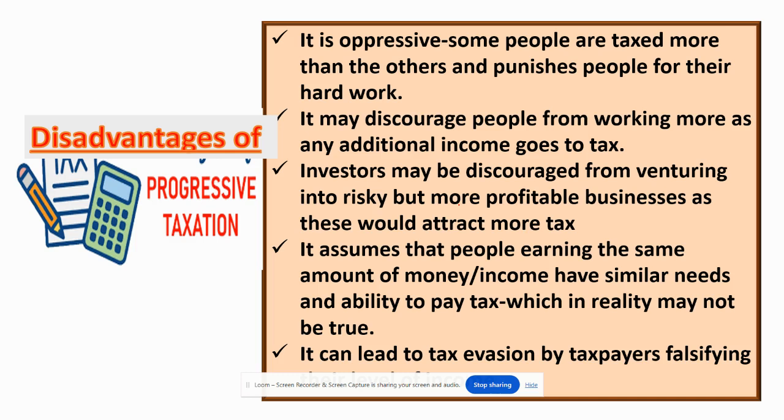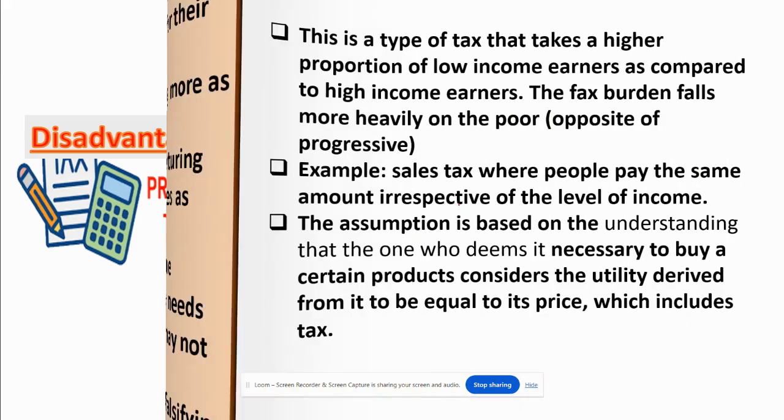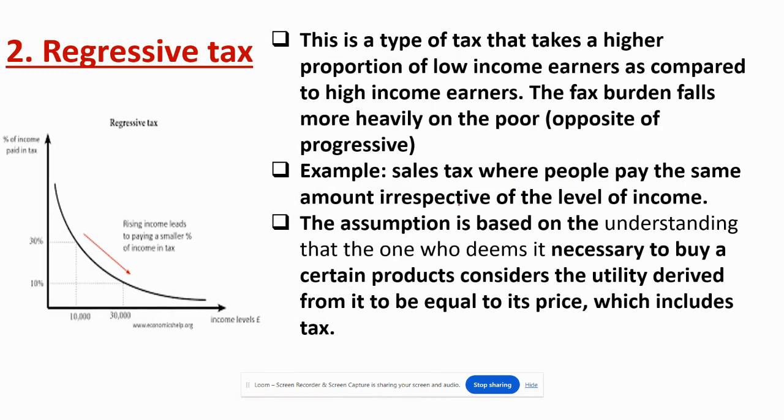So some people may try to evade paying this type of tax, or pay less, by giving false information about their income. So the next type of tax according to the structure is a regressive tax. This type of tax takes a larger proportion from low income earners as compared to high income earners. The tax burden falls more heavily on the poor, which is the opposite of progressive. An example is sales tax, where people pay the same amount irrespective of the level of income. That is, they pay mostly about the same percentage. It doesn't matter how much you're earning.